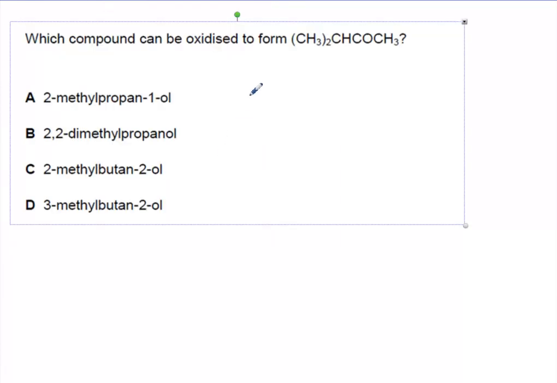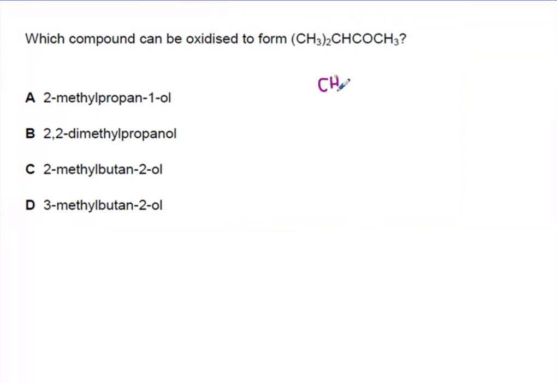So our next question deals with alcohols. My first job would be to draw out this structure to see if I can manage it. So I've got CH3 attached to a C with an H. I've got 2 of those, so I'm going to put one up here and one at the side. Then I've got a C with an O, which must be a double bond O, and then a CH3.